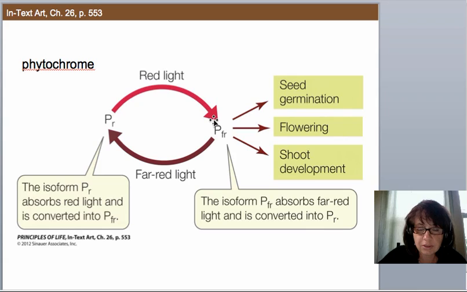When it's hit with red light, it converts to this PFR, and then this PFR can absorb far red light and convert back into PR. And they keep going in circles. Depending on which stage it's in, it can induce seed germination, flowering, and shoot development. In fact, they put it in the next chapter, and I'll wait to talk about it again there, about how plants respond to different light cycles and control their flowering. So I'll talk about that later, but now we'll talk about this sensing molecule, this phytochrome.